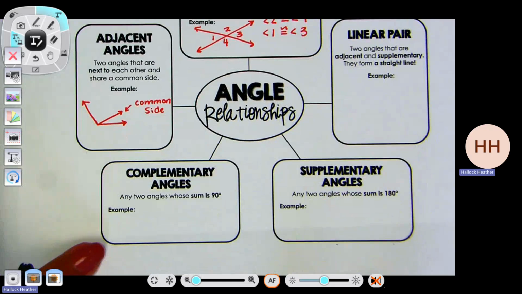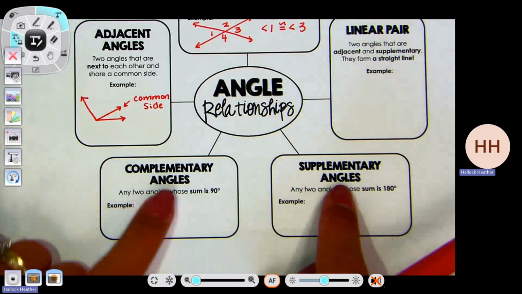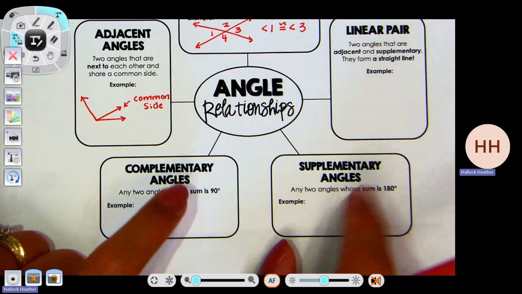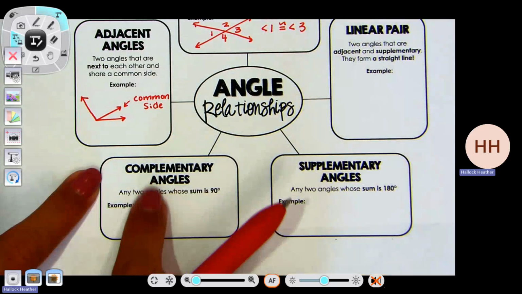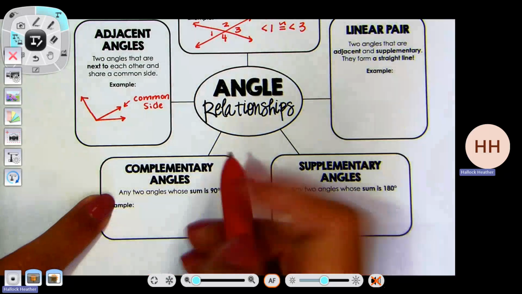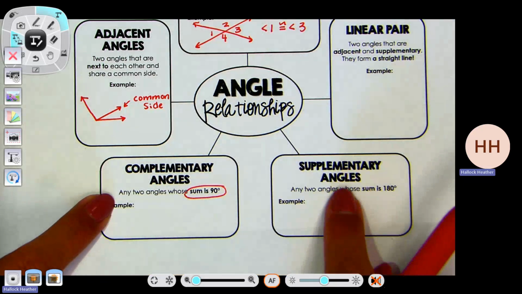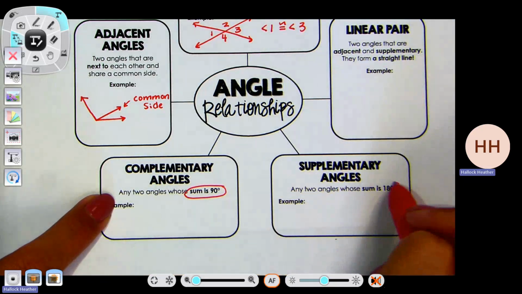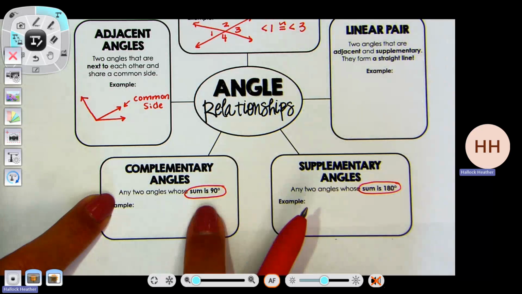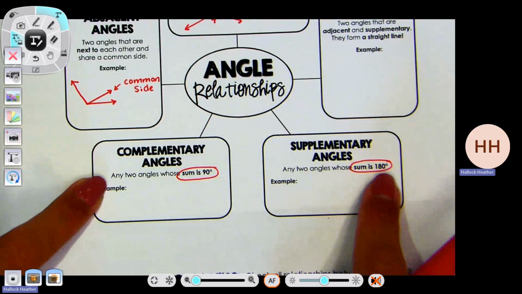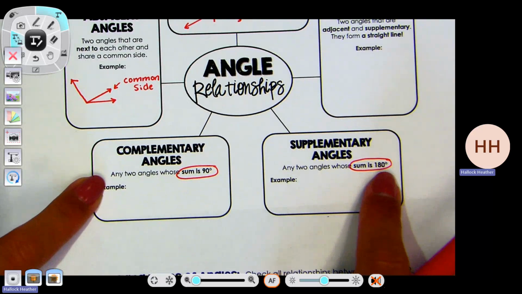The ones that people get the most confused with are these two because they tell you how much to add up to. So complementary angles says any two angles whose sum is 90 degrees. Sum means you're adding. Supplementary says any two angles whose sum is 180 degrees. So one's 90, one's 180. And this is where people are like, which one is it?